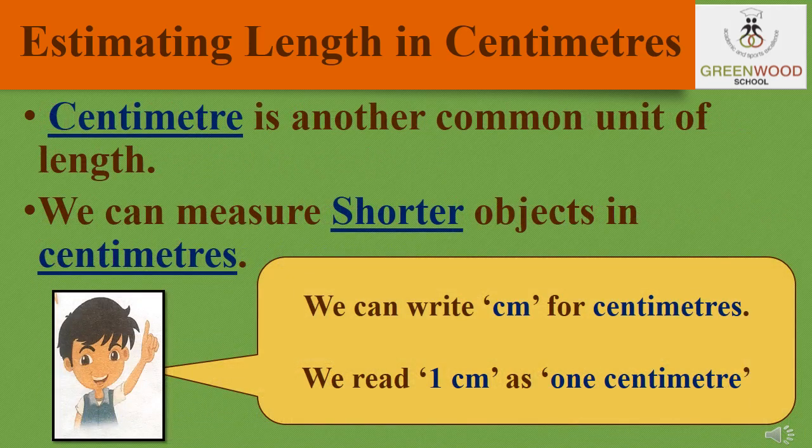So we can say that centimeter is another common unit of length. We can measure shorter objects in centimeters. Remember this. While measuring long or tall objects, we use meter as a measurement, while for smaller objects we use centimeters. We can write cm for centimeters, and we read 1 cm as 1 centimeter, just like in meters.